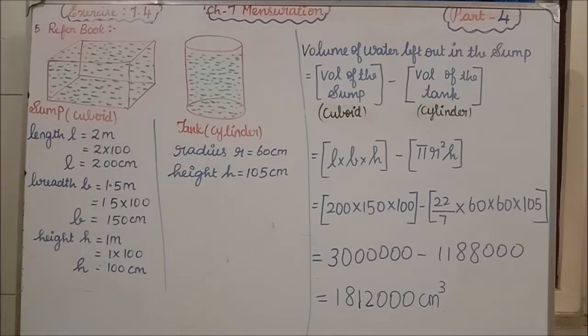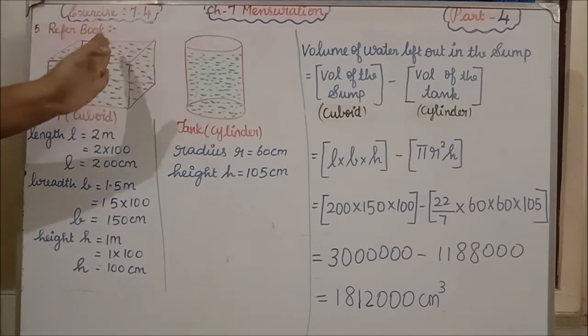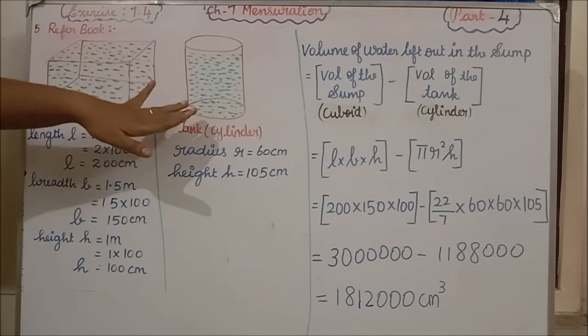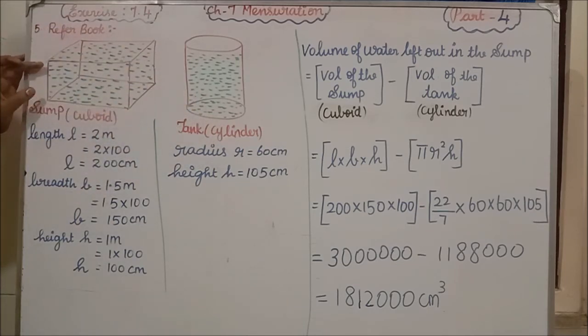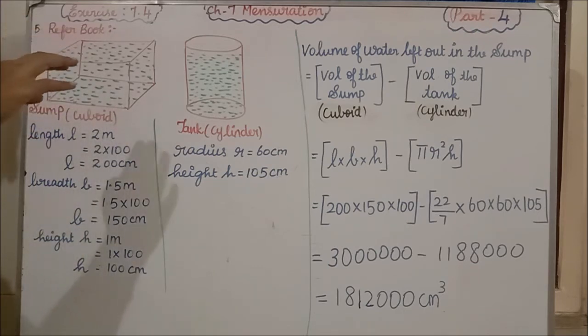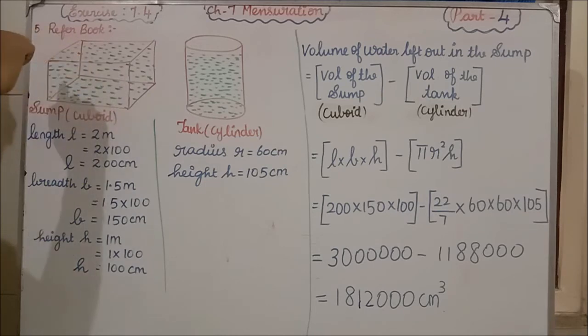What we have to find in this? After transferring water from sump to cylinder, which means from cuboid to cylinder, some amount of water will be there in the cuboid, isn't it? Some water will be left after that. So how much volume will be left after filling the water, that we have to find. For that, volume of water left in the sump is equal to volume of the sump minus volume of the tank. Only then we can find the remaining water. Only if we subtract, we come to know how much water is left in the sump.